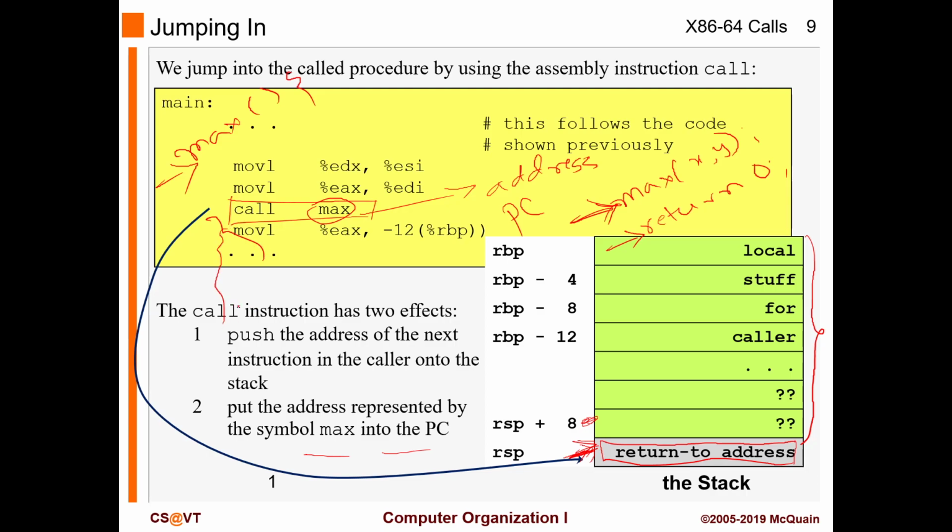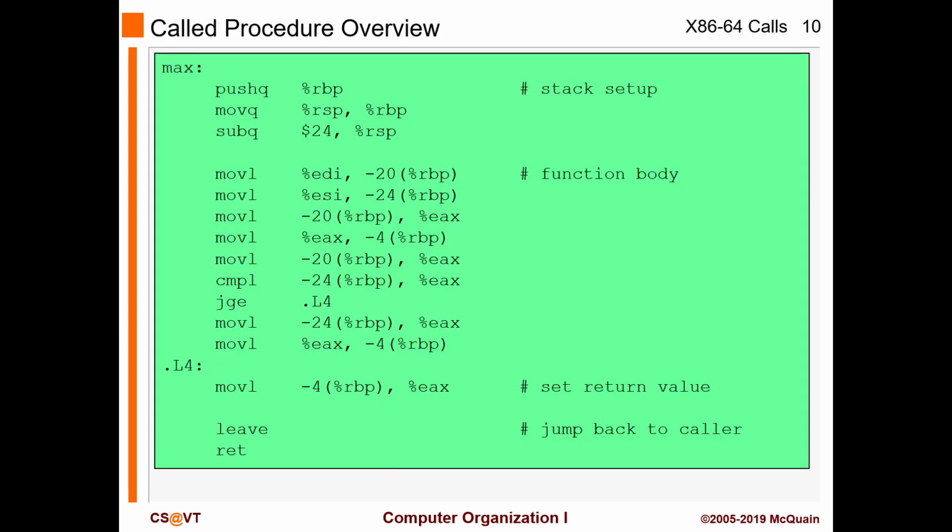From the next part onward, these parts are inside max itself. No, sorry, it's not inside max. This is its next line, which is being stored here. Whatever happens is inside max, okay? So this is what the implementation of max looks like.